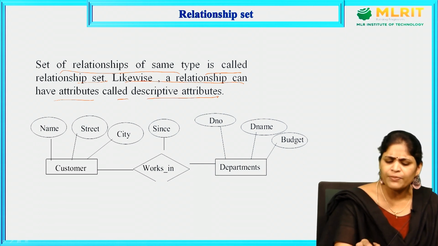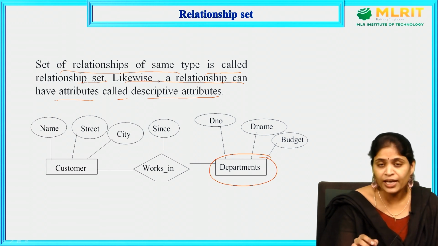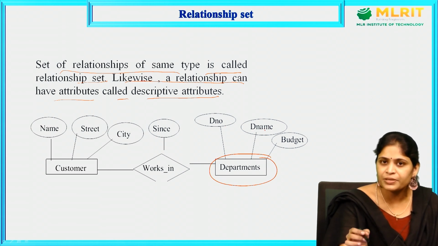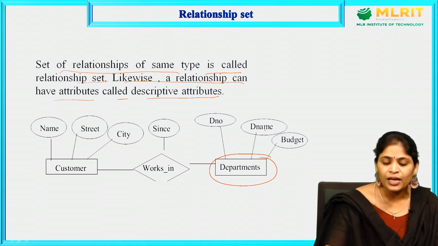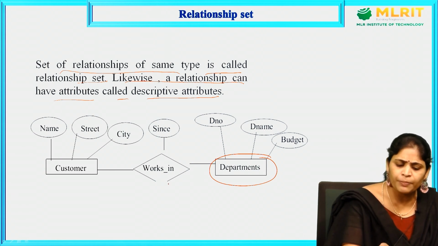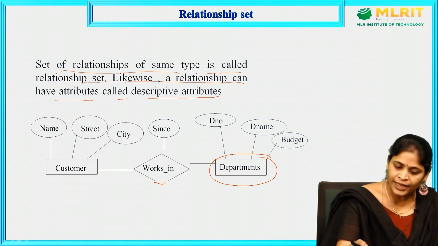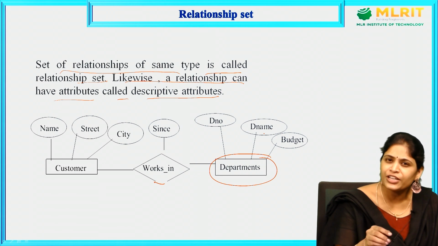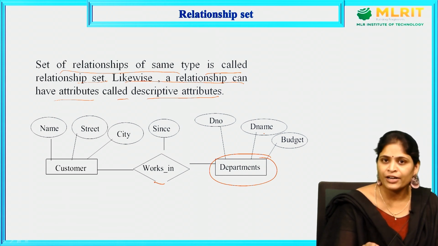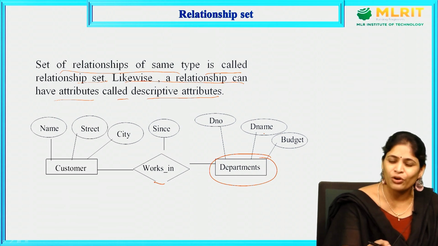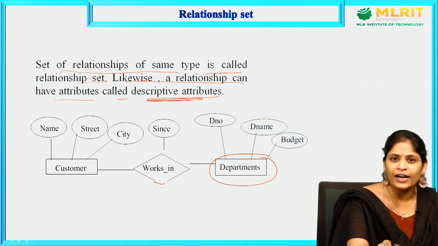In the same way, an entity is represented by a rectangle and the attributes are represented by ellipses, right? A relationship is represented by a diamond or rhombus. Likewise, as an entity contains attributes, a relationship also contains attributes, and those attributes are called descriptive attributes.